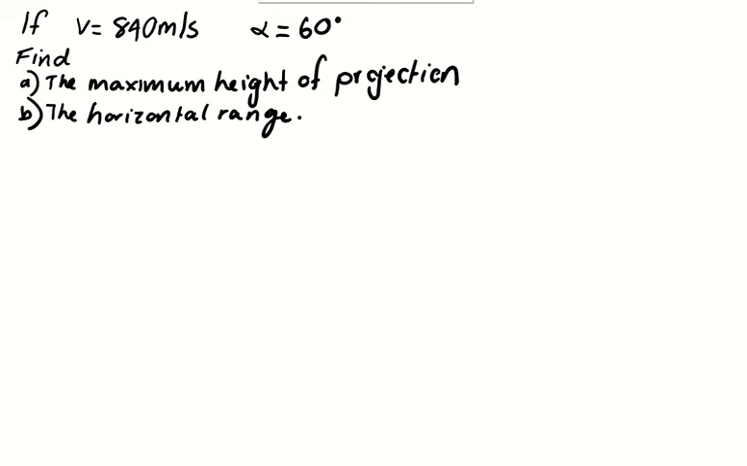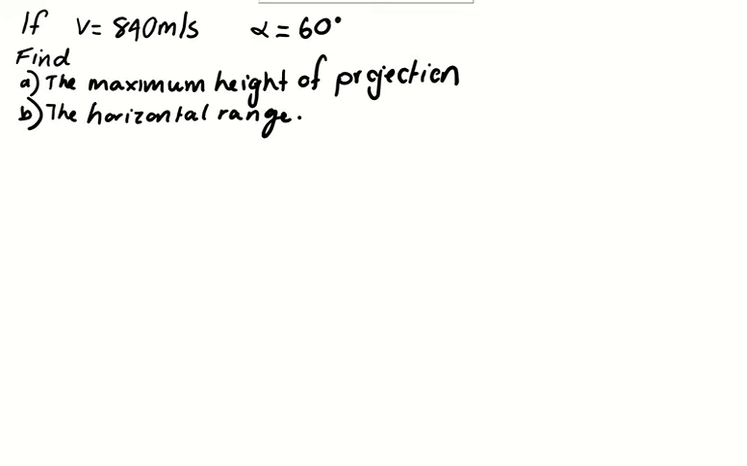Okay, so let's say this was your projectile motion question. We've got an initial velocity of 840 meters per second at an angle of 60 degrees with the horizontal. The question wants you to find the maximum height of the projection and the horizontal range.